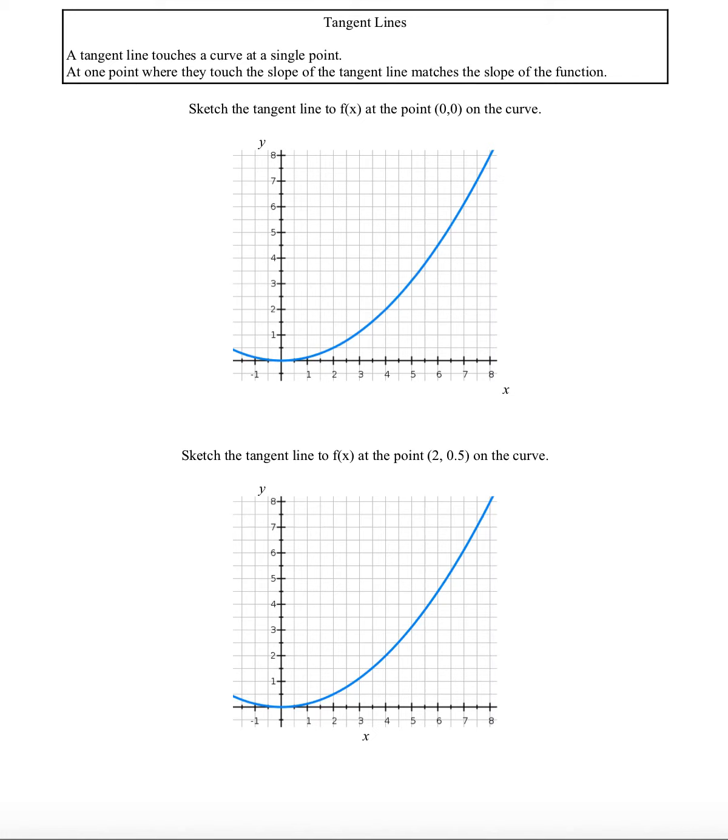Whereas secant lines have to touch a curve at two different points, a tangent line only needs to touch the curve at one point. So when you're asked to sketch a tangent line, you're going to be given a point that you want the tangent line to touch. And that point is going to be on your function. So let's say that this is the function f of x. And we're asked to sketch a tangent at the point 0, 0. That's the origin.